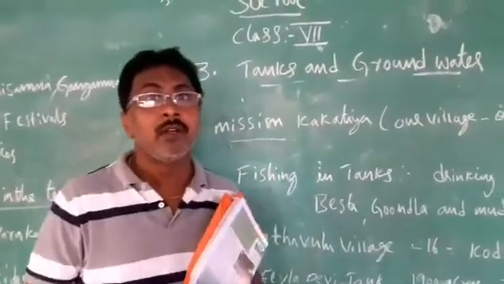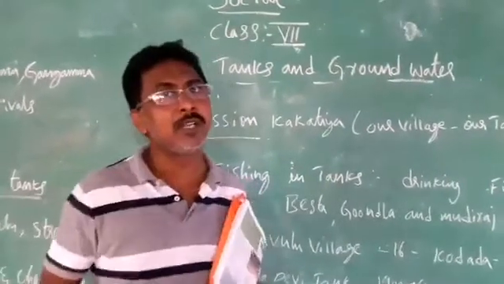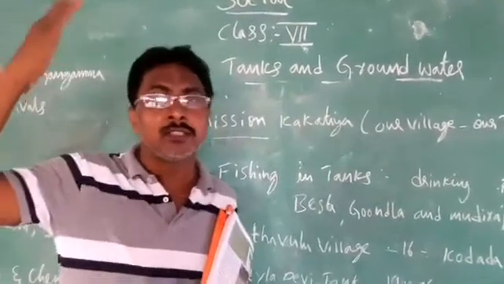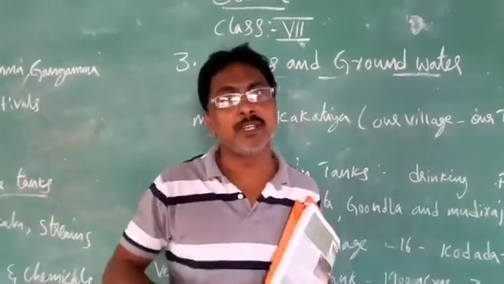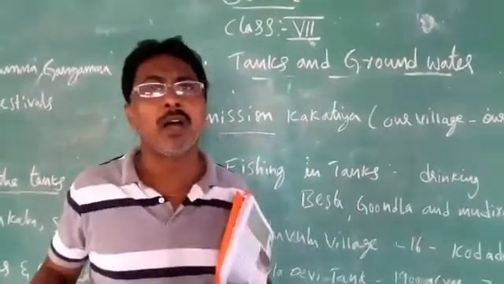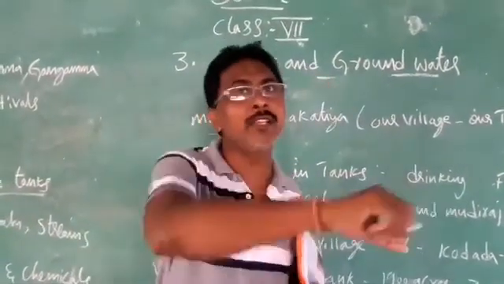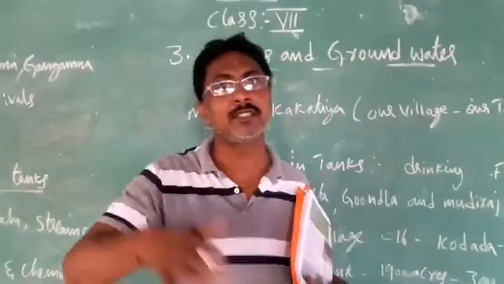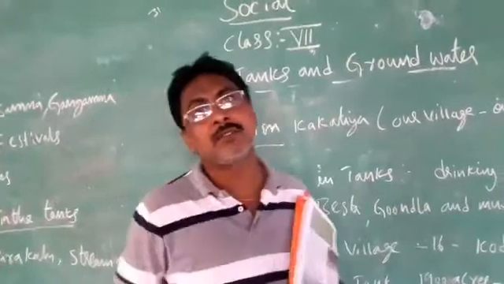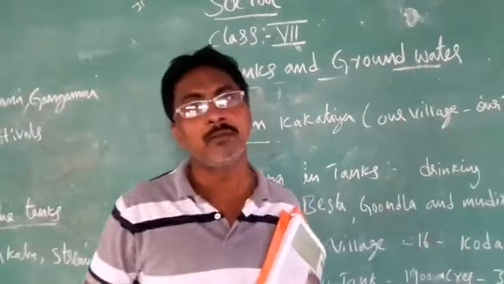Why? Because before that, a lot of rivers were there. Now they have decreased. If you compare before independence and after independence, 50% of the rivers were gone. How? The rivers were gone because of encroachment. They occupied the rivers and constructed houses, constructed industries, and started agriculture. Like that, the rivers were gone. Only a few rivers are there today.